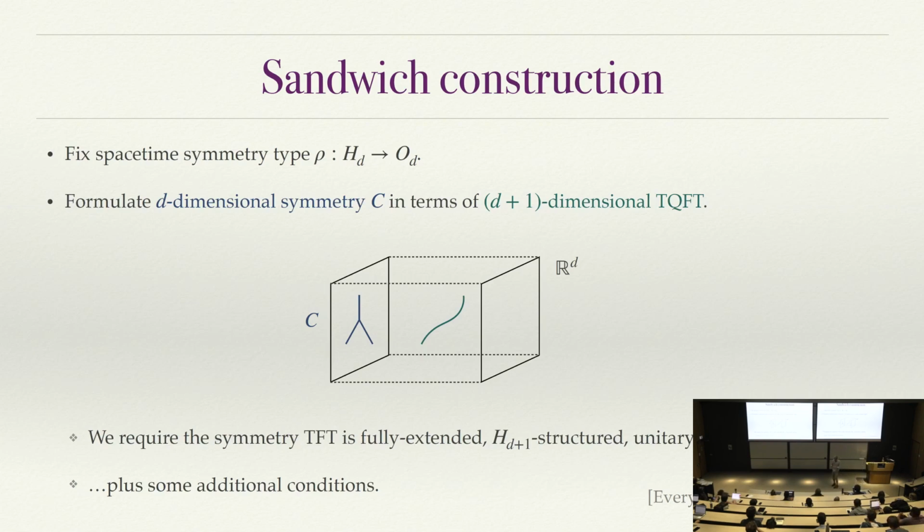which is something like requiring the symmetry TFT to be like a condensation defect in some higher dimensional, trivial higher dimensional theory. Having seen Dan's talk this morning, I get the feeling that might be related to things he had to say. Okay. But I'll give an example of what this means later.